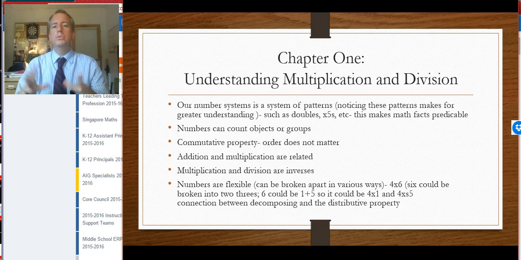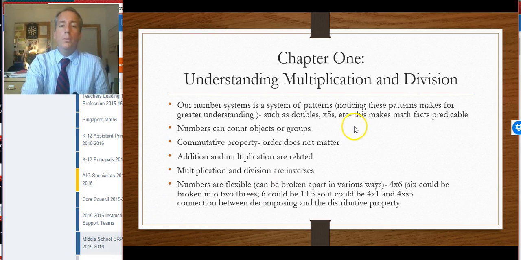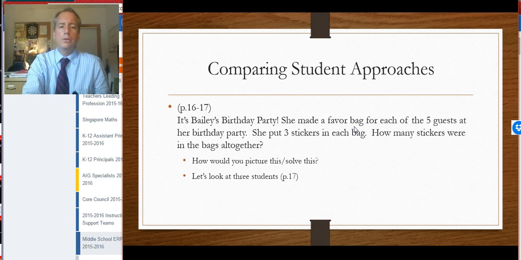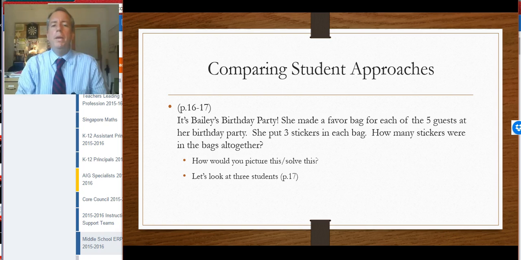And that becomes huge later on, is understanding how those numbers work together and why we learn multiplication and division in the first place. So let's look at Bailey. So this is Bailey's birthday party, right? So it's Bailey's birthday party, and she made a favor bag for each of the 5 guests at her birthday party.